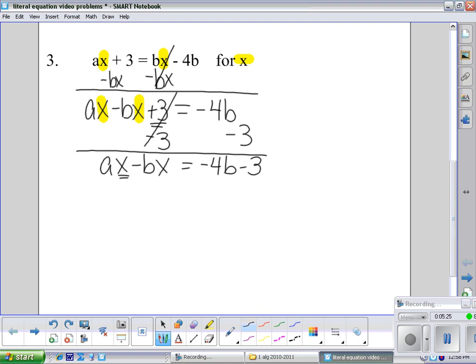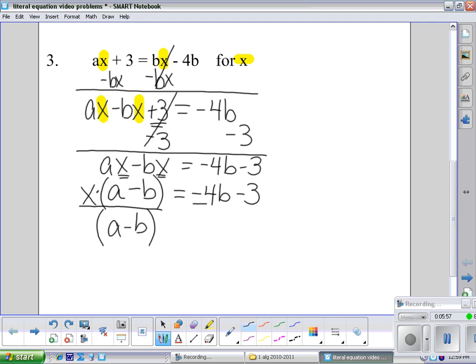Now we're ready to go for our distributive property. So factor out the x, it comes out front, and we're left with an a from the first term minus b from the second term. And the right side doesn't change, just rewrite. Okay, so x times the quantity a minus b. So this is multiplication. So we need to do our division by the entire quantity, a minus b. Divide the other side by a minus b.